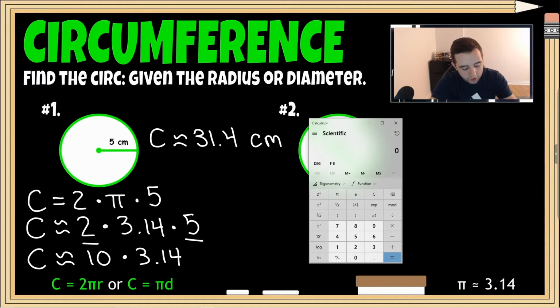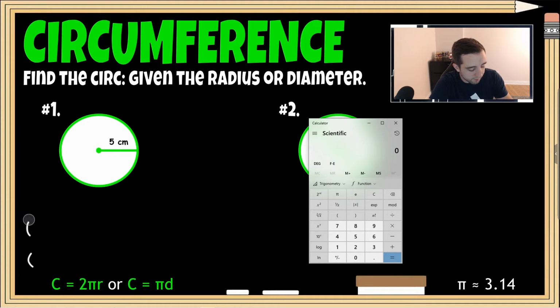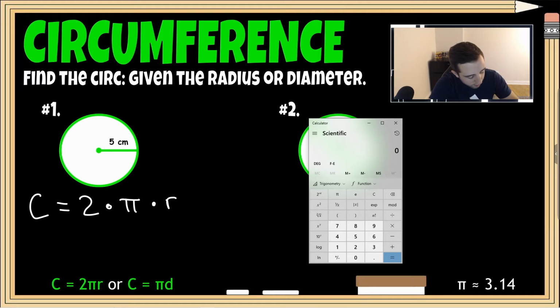Now, other questions that I see involving circumference is sometimes they want you to leave your answer in terms of pi. I'm going to show you how to do that as well. So let's go back and rewrite our formula. We have circumference equals 2 times pi times the radius. Let's plug in our value for r. So circumference equals 2 times pi times 5.